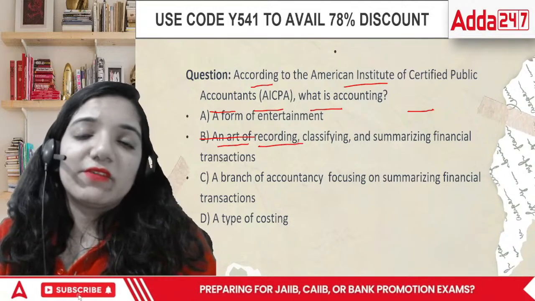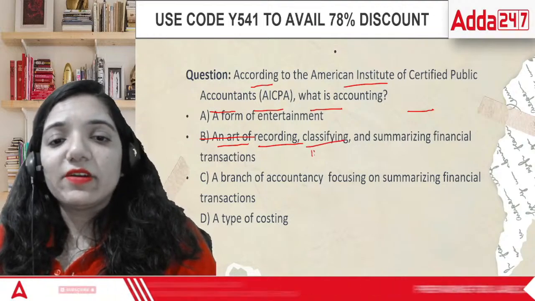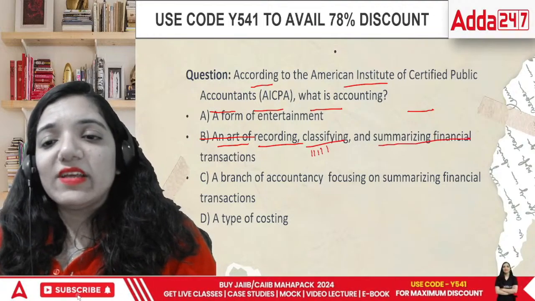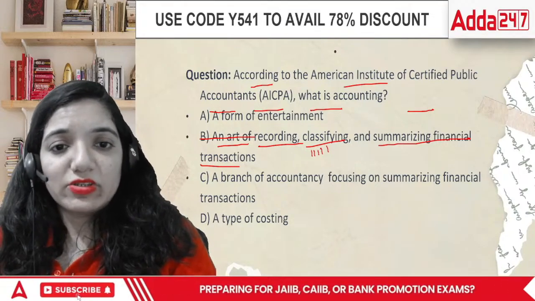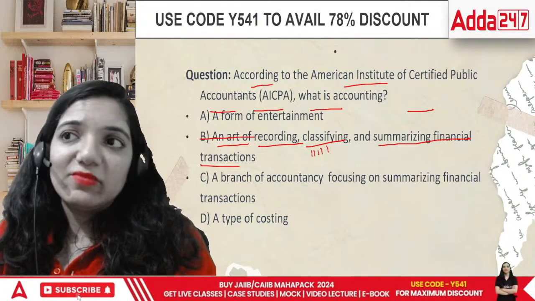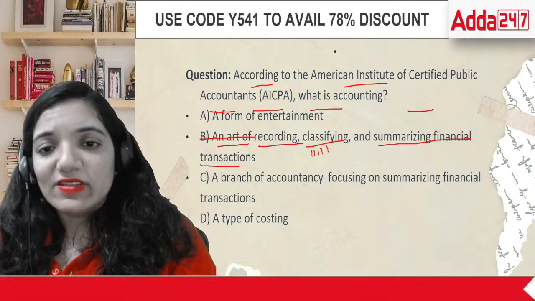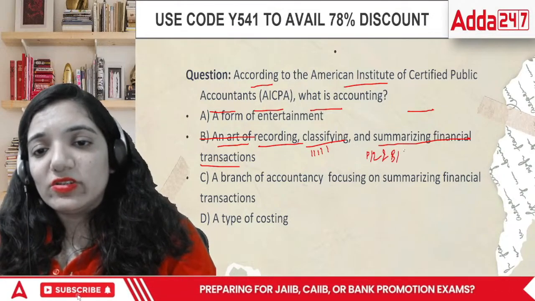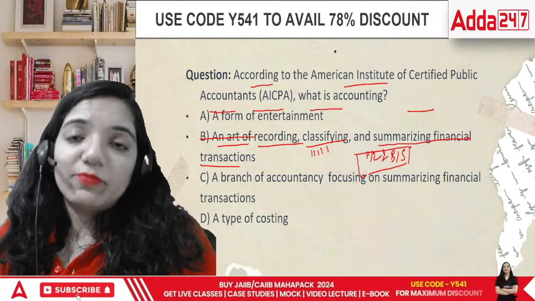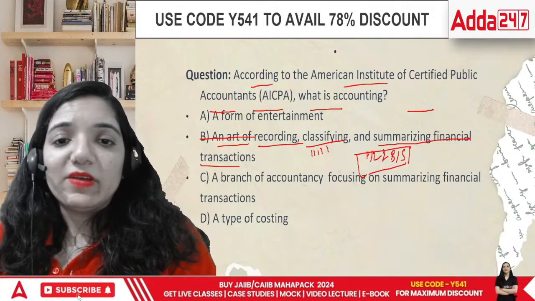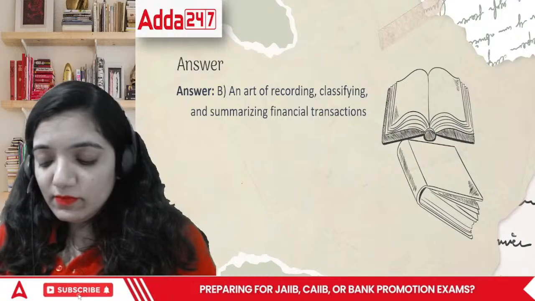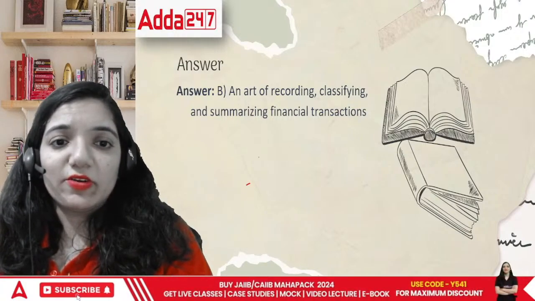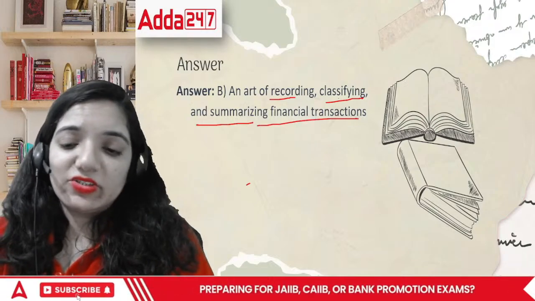AICPA had said that accounting is basically an art of recording. We record whatever is happening in the business. We classify it into different areas. Then we summarize the financial statements. Summarize means we collect them together and we form the financial statements of the organization, that is the profit and loss account and balance sheet. Through these we get to know about the basics of this organization. The correct answer in this question is an art of recording, classifying, and summarizing the financial transactions.